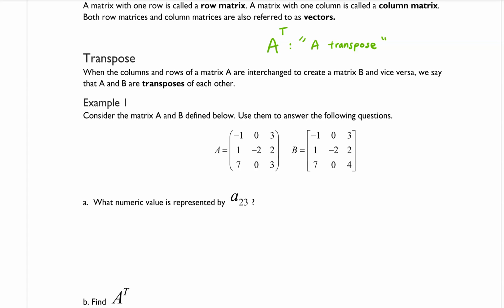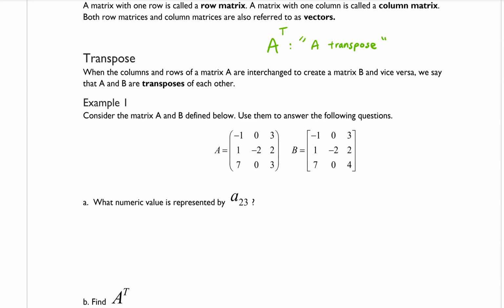All right, so let's look at our first example. It says, consider the matrix A and B defined below. Use them to answer the following questions. Now, a couple of things that I'd like you to notice. If you look at matrix A, the entries of that matrix are enclosed by parentheses, and if you look at matrix B, the entries are enclosed by brackets. Parentheses and brackets, when talking about matrices, are used interchangeably. So you will see both parentheses and brackets just depending on what textbook you're looking at or who you are talking to, but you can use either one.